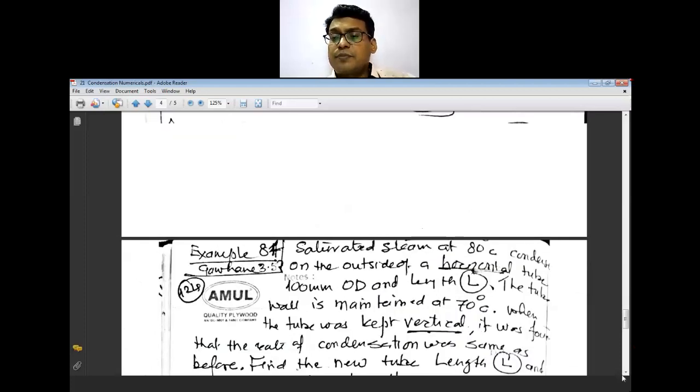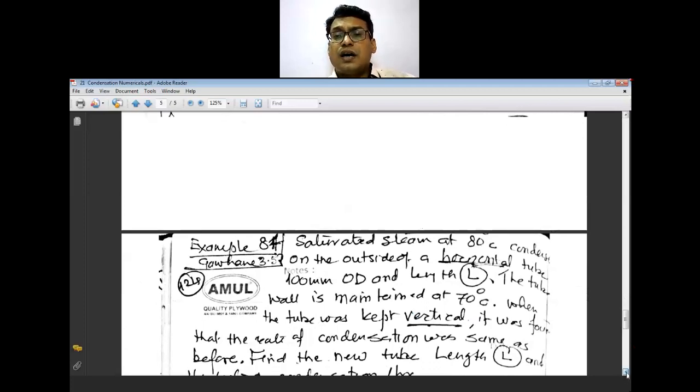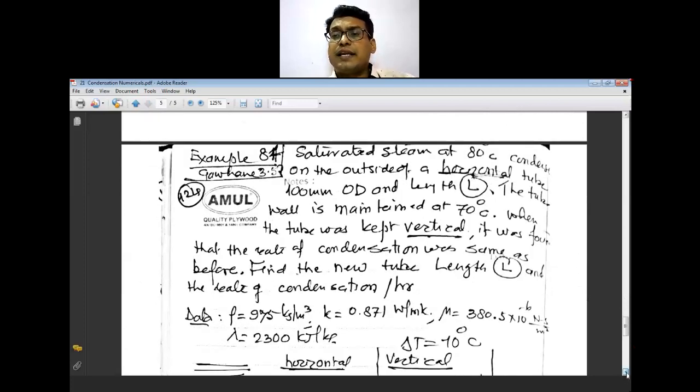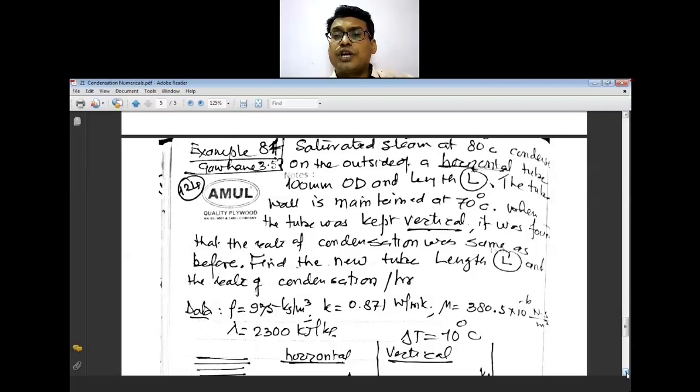The next example: saturated steam at 80 degrees Celsius condenses on the outside of a horizontal tube, 100 millimeter OD and length L. The tube wall is maintained at 70 degrees Celsius. When the tube was kept vertical, it was found that the rate of condensation was same as before. Find the new tube length L and the rate of condensation per hour.